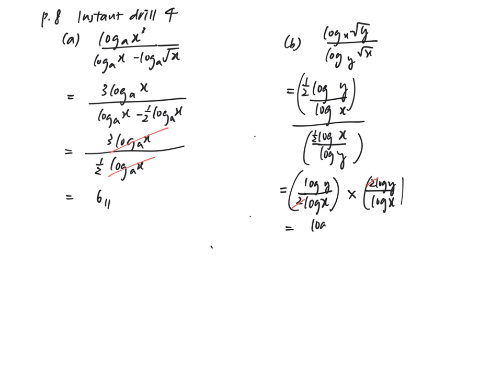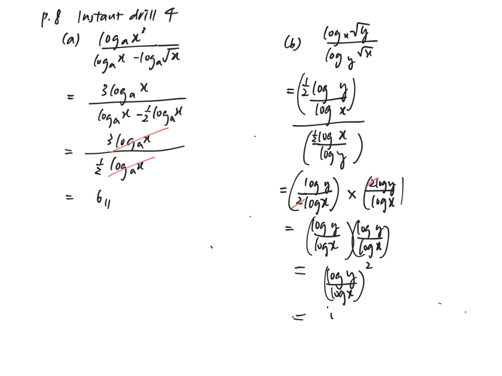So what's left is actually log y over log x times another log y over log x. So how could I simplify it? Actually, I have no way out. They are the same. So we have log y over log x, squared only, which is the simplest form I can write down: log y base x with a square on the whole thing. So this is the only possible simplified answer.